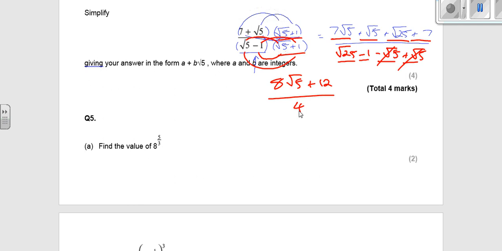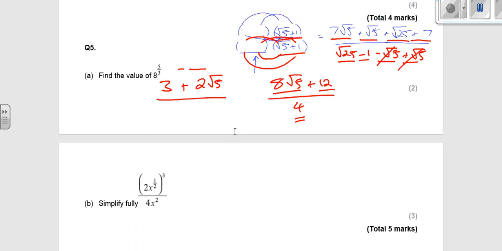Once we've done this, we need to do 8 root 5 divided by 4 and 12 divided by 4. So 8 root 5 divided by 4 is going to be 2 root 5. 12 divided by 4 is going to be 3. And the reason that I've written it this way around is because it says something plus something root 5. So it's 3 plus 2 root 5. Next question.